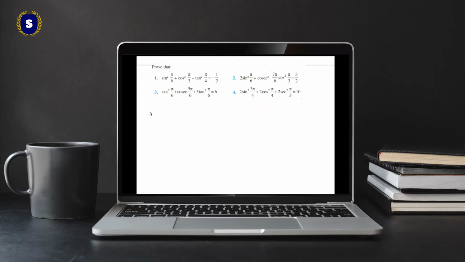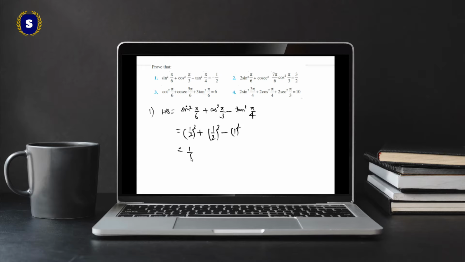So let us start from question number 1. LHS, wherein it is given sine square pi by 6 plus cos square pi by 3 minus tan square pi by 4. We know the value of sine pi by 6 is 1 by 2, so its square. Cos pi by 3 is also 1 by 2, so 1 by 2 whole square minus tan pi by 4, whose value is 1, so its square.